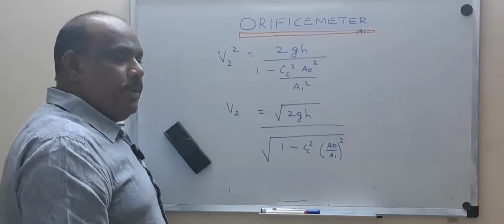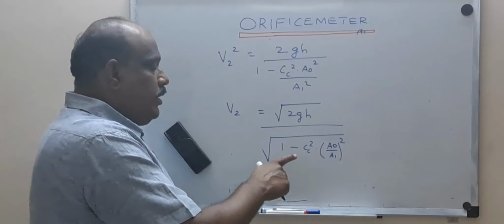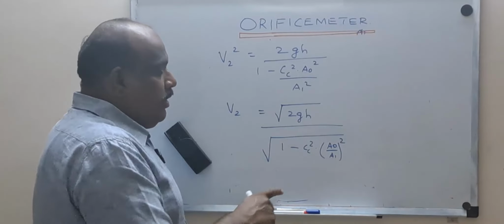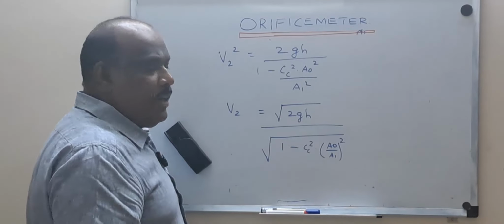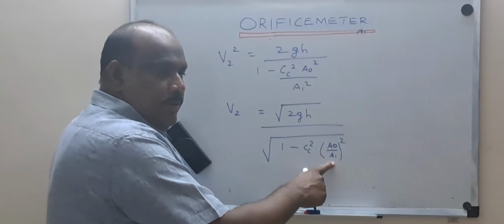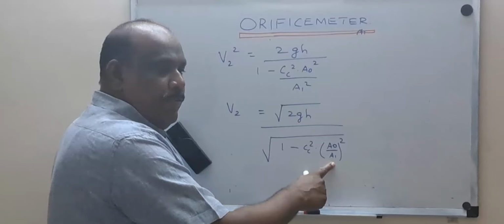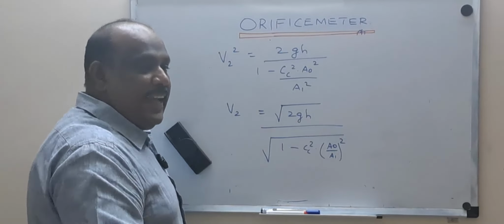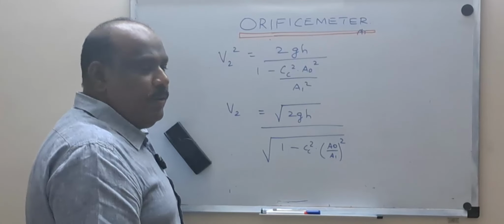Now you tell me whether you know Cc. Some mechanism will try to find the coefficient of contraction. Whether you know A0, yeah, you know A0, because what is A0? Pi by 4 into D0 squared. You know the diameter of the pipe also, so you know A1 also, pi by 4 D squared. So we will be in a position to find V2 indirectly.